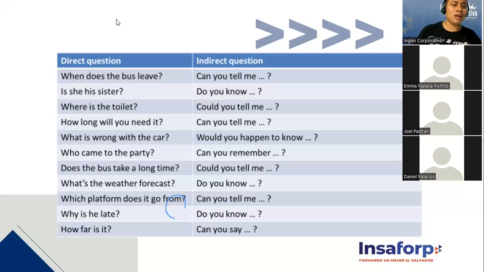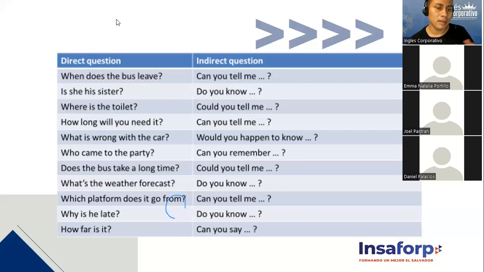Okay. And which platform does it go from? So can you tell me which platform, and then what do we have? Would you tell me what platform? Can you tell me which platform? Well, it would be, could you tell me what platform it goes from? Exactly. And then I know it's night already. So let's finish. Is the auxiliary "does" necessary? Exactly. We apply the formula to the "it", because it's "it", we say goes.